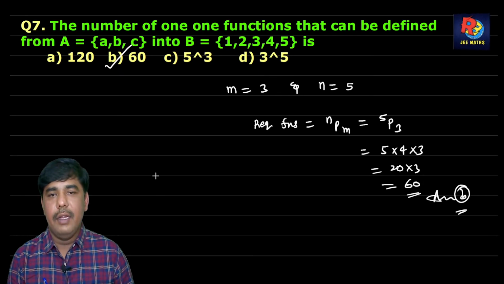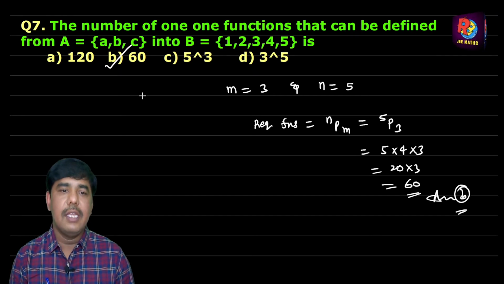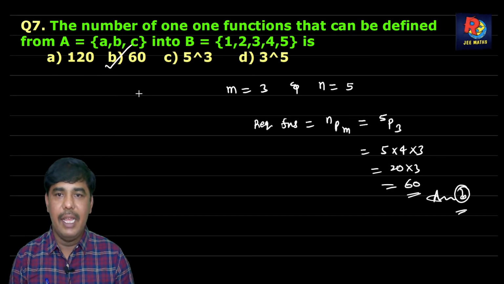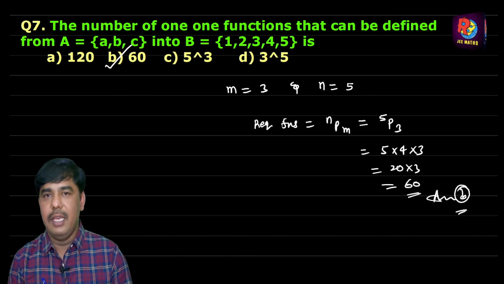So whenever set A and set B are given, number of 1-1 functions means nPm, that one you need to remember. n means the elements of B, m means the elements of A, that one you need to remember.